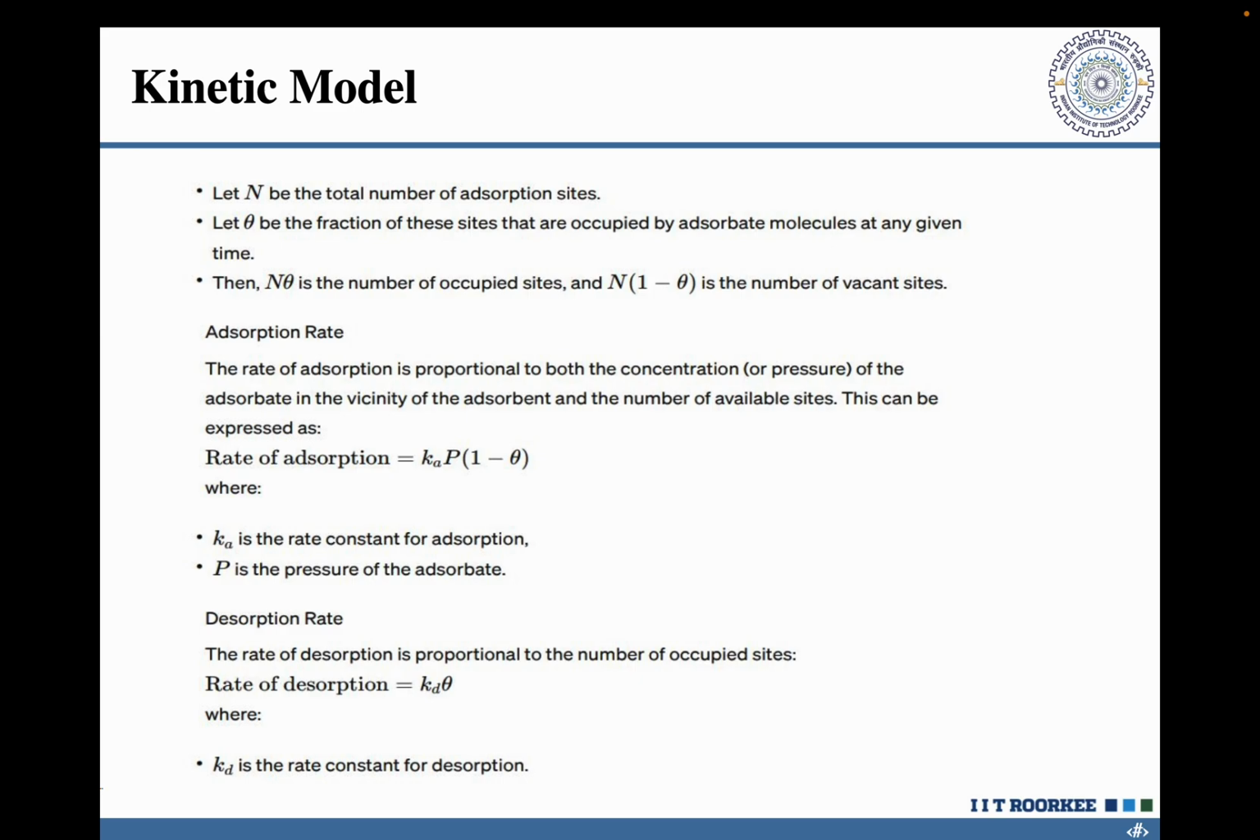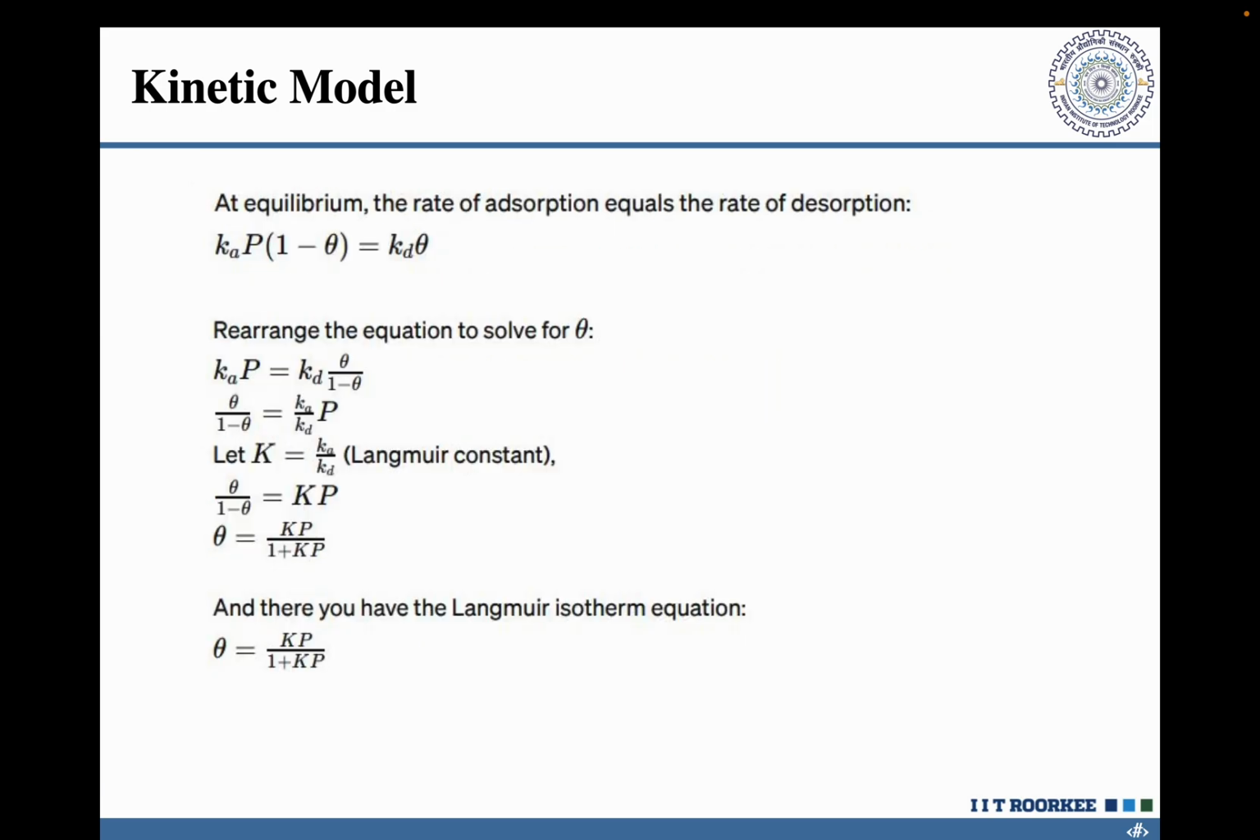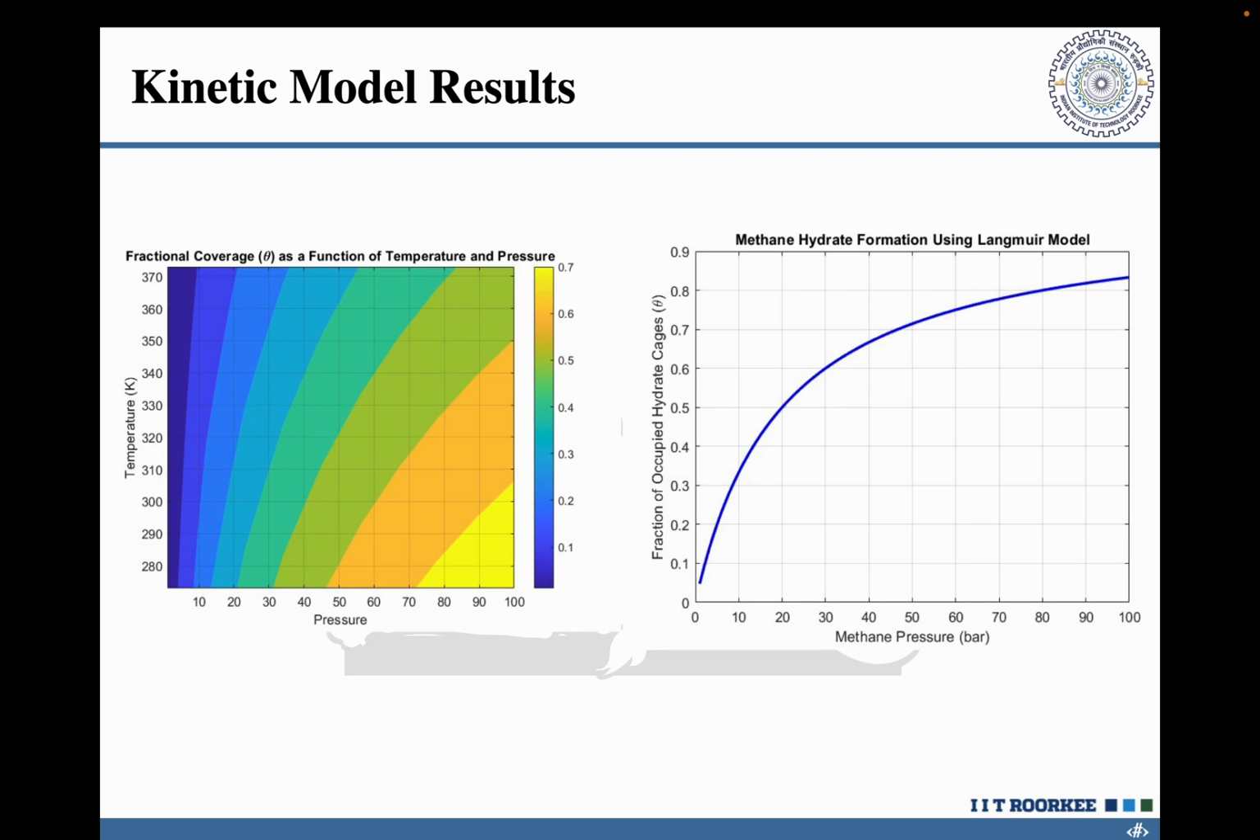Then we do a kinetic modeling based on analogy of the Langmuir isotherm. We use the Langmuir adsorption isotherm to find the expression of theta. Theta is basically the fraction of cages occupied by the methane. As you can see, as pressure increases, the fraction of cages occupied also increases, and we can also see that the Langmuir constant is a function of temperature, and we use this function of temperature to get the fractional coverage as a function of both pressure and temperature.